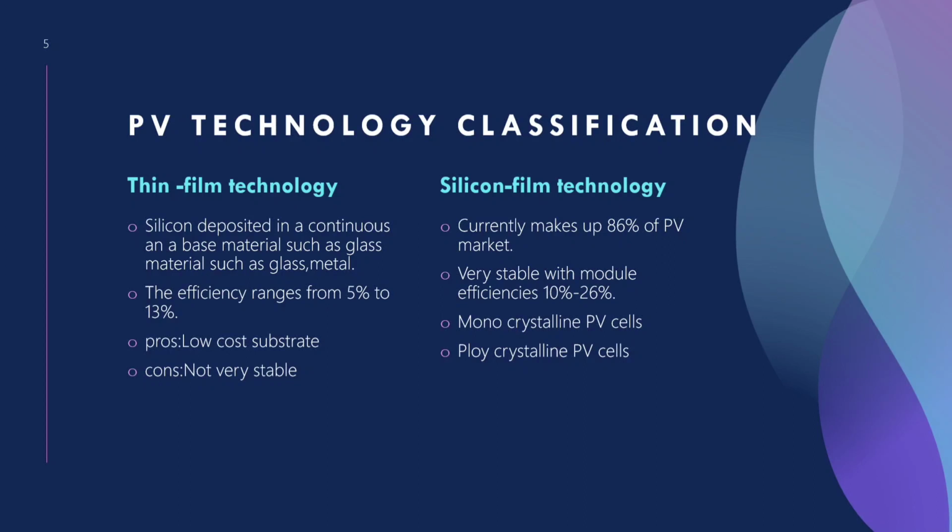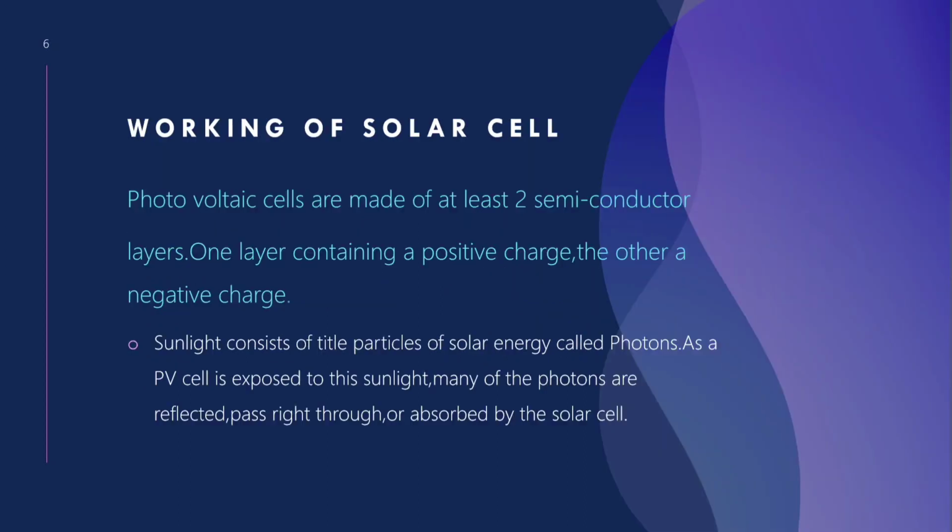Monocrystalline PV cells, polycrystalline PV cells. Working of solar cell. Photovoltaic cells are made up of at least two semiconductor layers, one layer containing a positive charge, the other a negative charge. Sunlight consists of little particles of solar energy called photons.